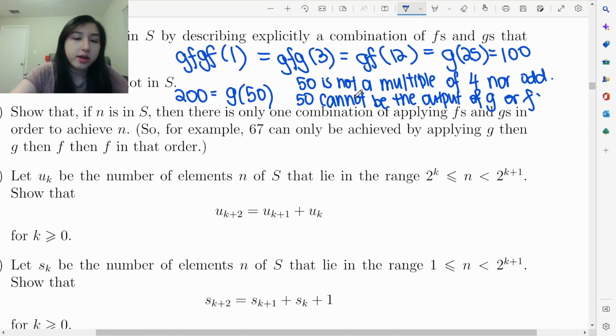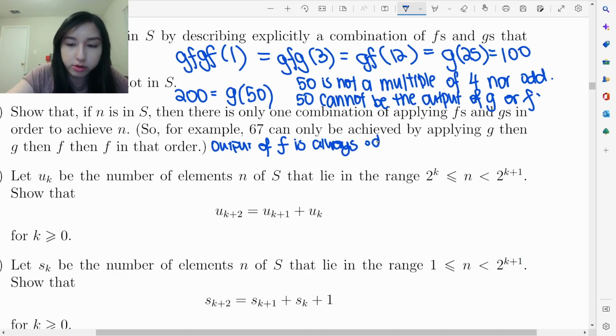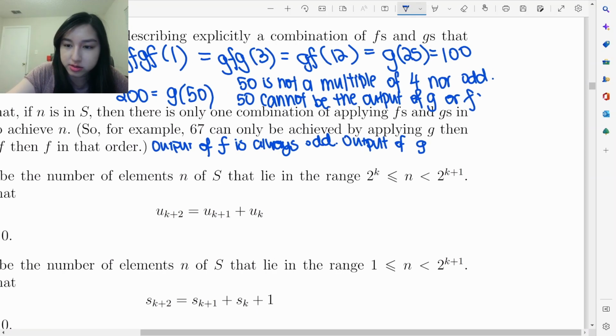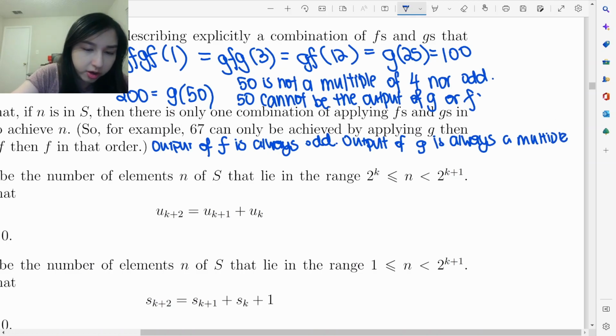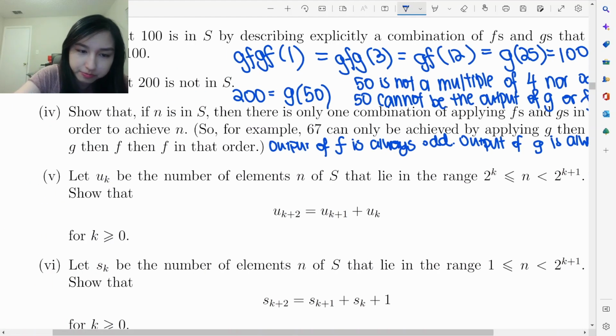So how do we write it? Output of f is always odd. Output of g is always a multiple of 4. I mean, not perfect English, but it doesn't matter. This is a math test. How am I supposed to fill in everything here? A number cannot be both.